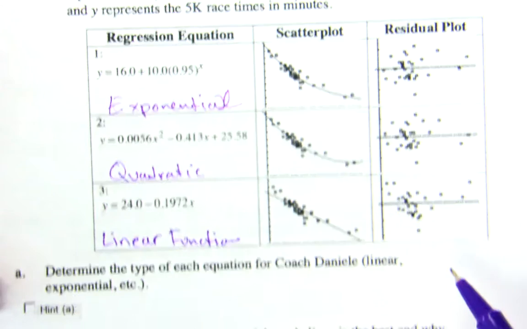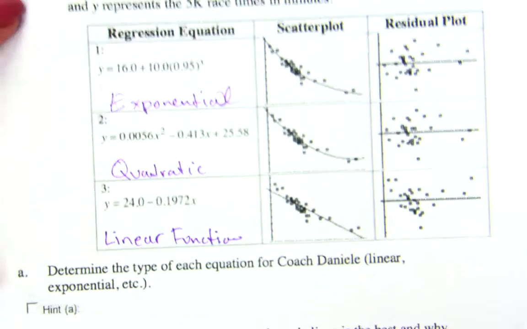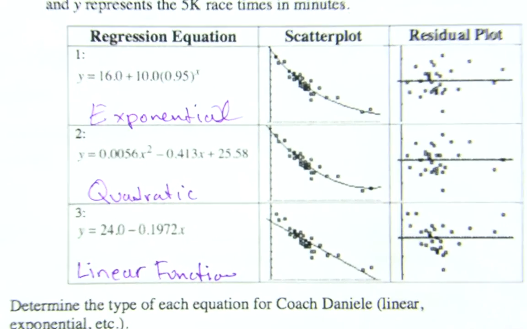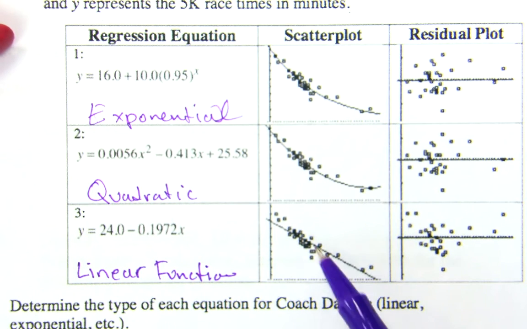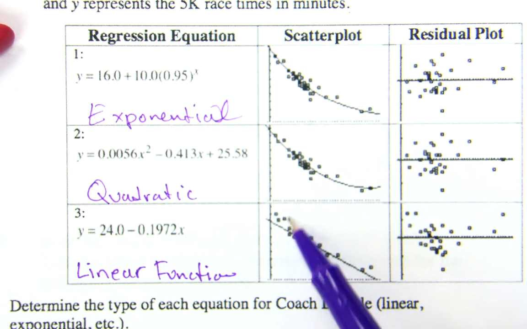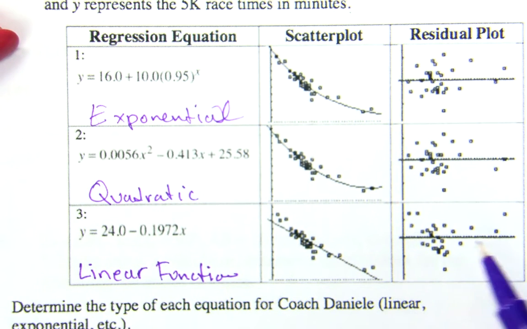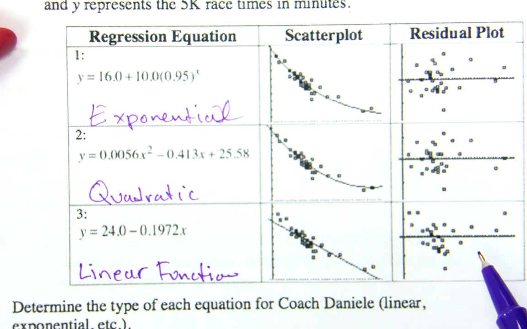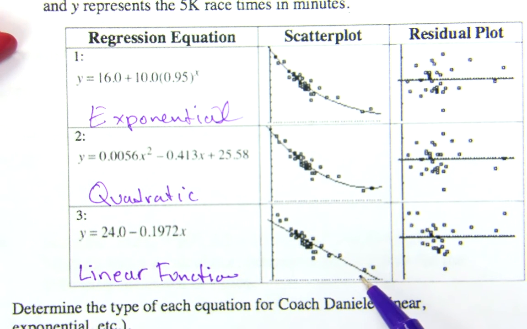And then the second question was, explain to Coach Danielle which model you believe is the best and why. So looking at this, first of all, I'm going to throw out the linear one because it's pretty okay as a representation maybe over here in the cluster, but realistically it's not hitting this range up here or these clusters down here, and then it's definitely not hitting anything down here. So I'm going to throw out the linear function. So the third one is not a very good model to use for the scatter plot.